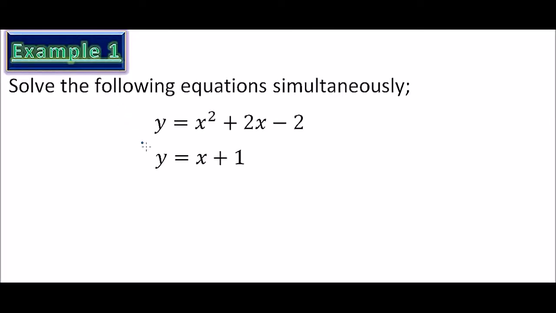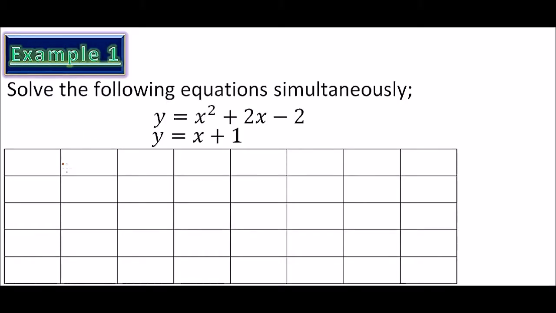So in our example 1, solve the following equations simultaneously. So this is a quadratic function, from which we can get the equation x squared plus 2x minus 2 is equals to 0. This is a linear function. So we are going to plot these two graphs and then see what solutions we'll be able to get from our graph. So we are going to prepare a table that is going to assist us to plot the graph of the function y is equals to x squared plus 2x minus 2.